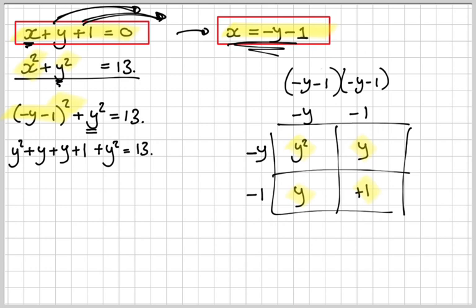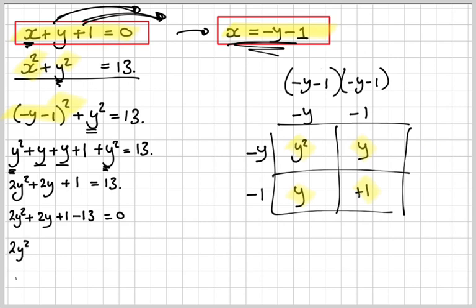Okay. The next thing is I'm going to try and tidy everything up. So what can add together? A y squared and a y squared can add together. So that's 2y squared. A y and a y, they can add together. So that's 2y. Plus 1 equals 13. Okay. Next thing, get everything to one side. So I'll have 2y squared plus 2y plus 1 minus 13 when I bring it over. Tidy it up, I'll have 2y squared plus 2y minus 12 equals 0.